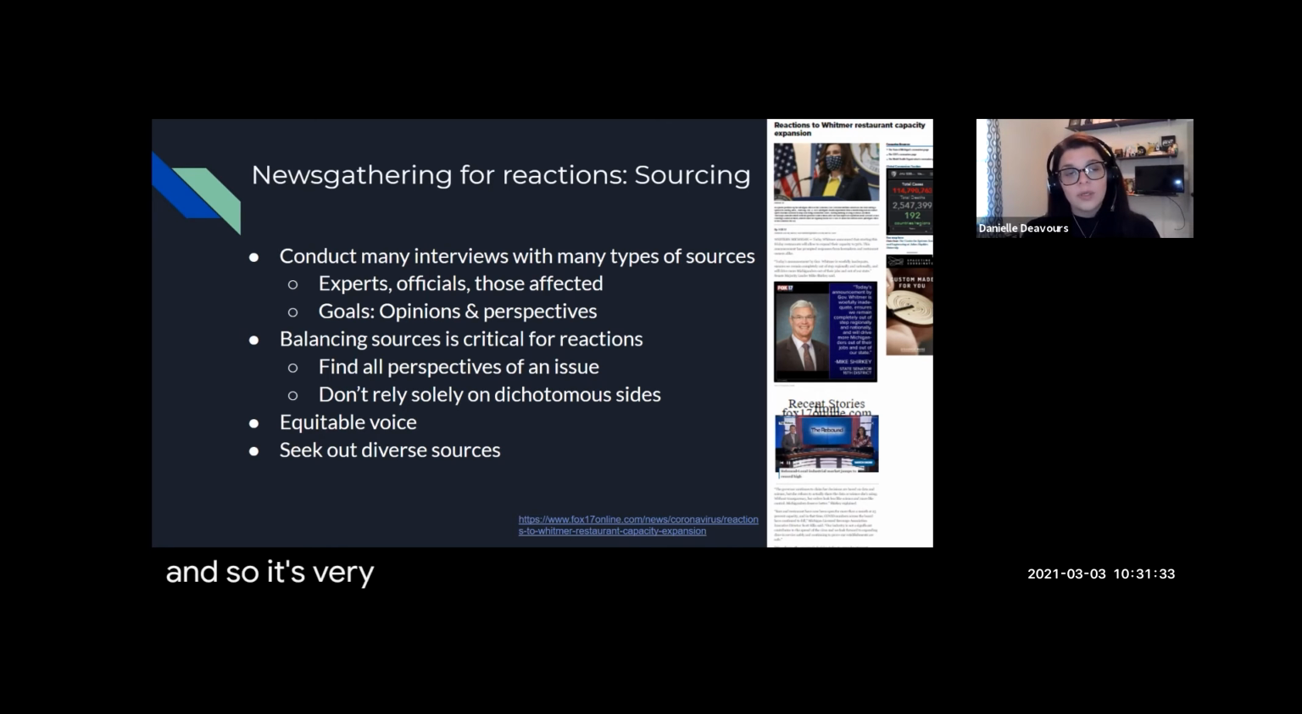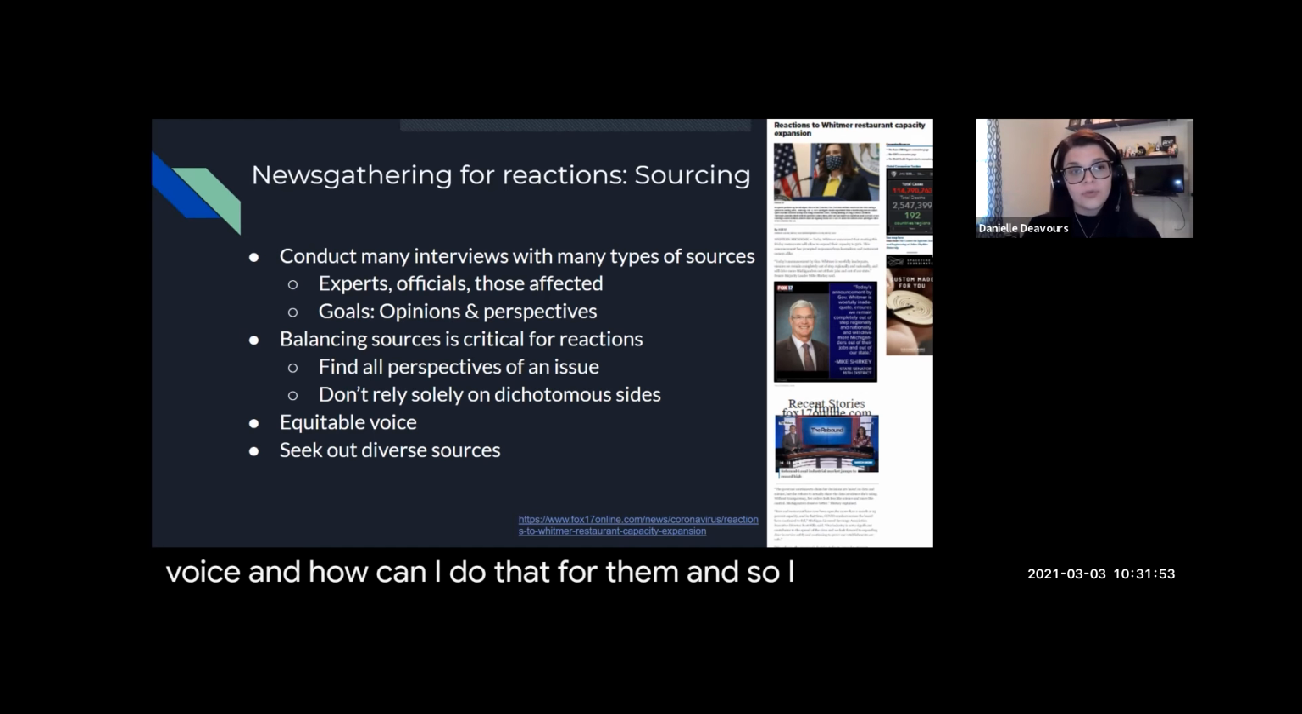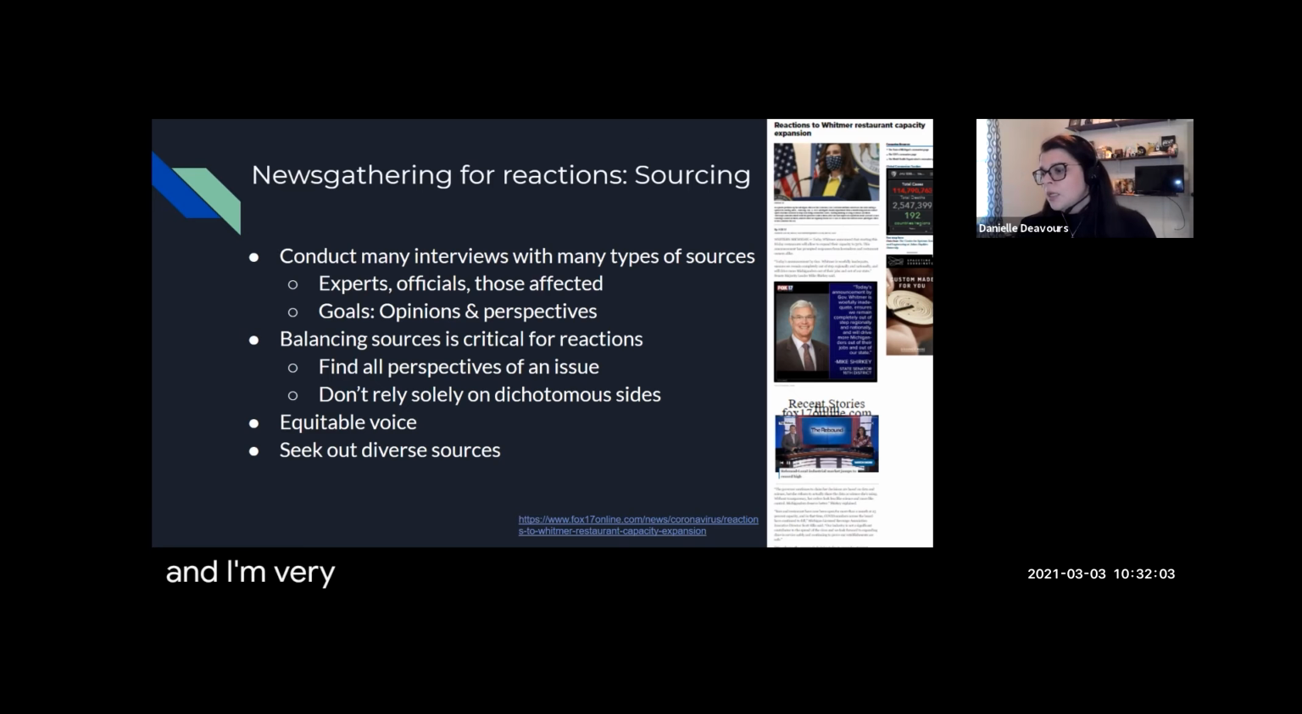It's very important in reaction features, in that research phase, for you to think about, hey, who is the person that doesn't have as much access to a platform, to a megaphone to share their voice? And how can I do that for them? So I challenge you to really reach outside of your personal communities to get those different voices. Many of you have been doing that in your previous stories, and I'm very proud of you for that.